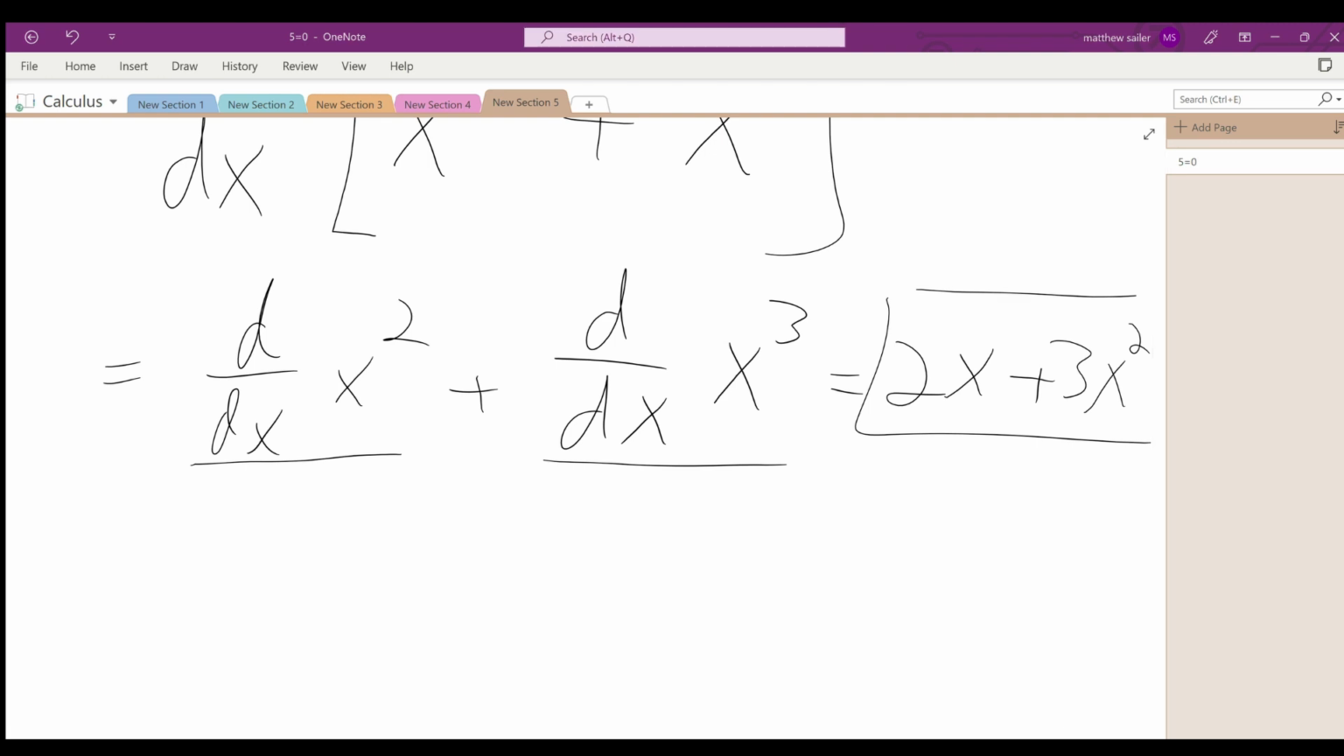Alright, so we went through the power rule, we went through the sum, we went through the constant. Same thing with subtraction. So this would be just as valid if this was a minus, which makes sense.